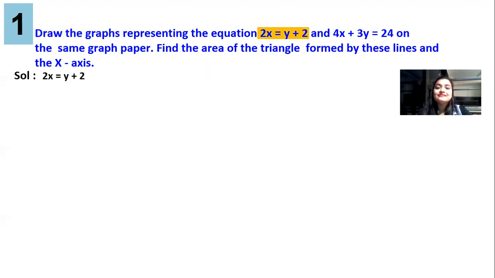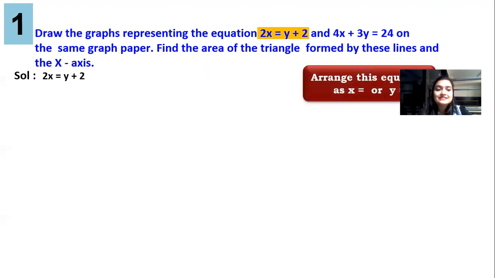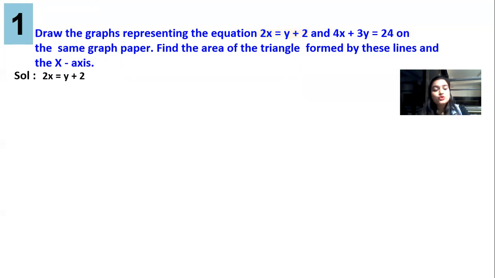So I'll consider the first equation, that is 2x = y + 2. As per the graphical method, guys, our pattern needs to be x equal to something or y equal to something. So if I check over here, y is alone. It is not with any coefficient. So I'll shift 2 to the left hand side and y will be kept as it is on the right hand side. So the answer will be y = 2x - 2. I have got it in the perfect pattern.